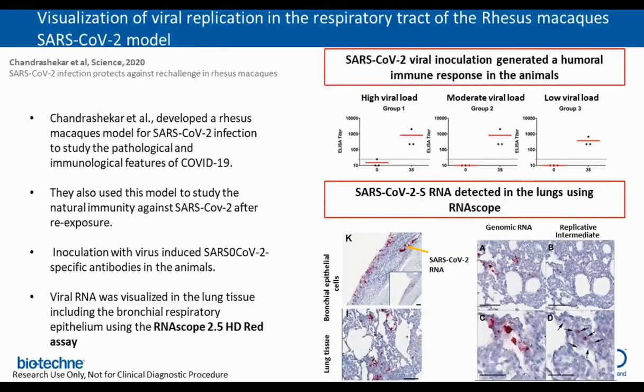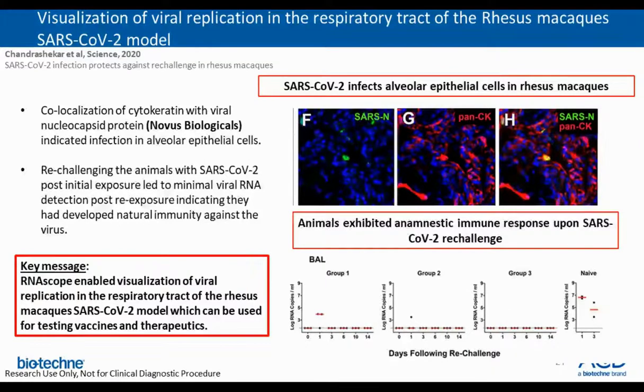The RNAscope chromogenic red assay was used to visualize the SARS-CoV-2 viral RNA in the lung tissue, along with the detection of its replicating intermediate. So they basically wanted to look at both the replicating strand as well as the viral strand in the same tissue context. In addition to the chromogenic assay, they also used the fluorescent assay to look at the SARS-CoV-2 strand. In addition to that, they performed antibody staining for both the virus as well as the nucleocapsid protein. The key message here is that RNAscope enabled the visualization of viral replication in the respiratory tract of these models, which can be further used for testing vaccines as well as therapeutics, which is an emerging market in the field right now.